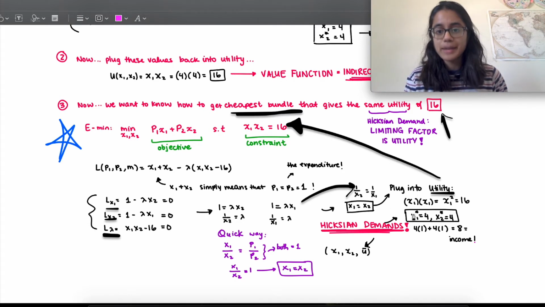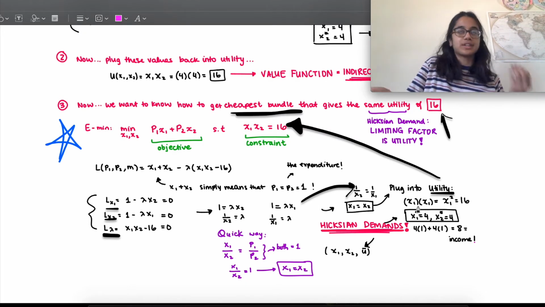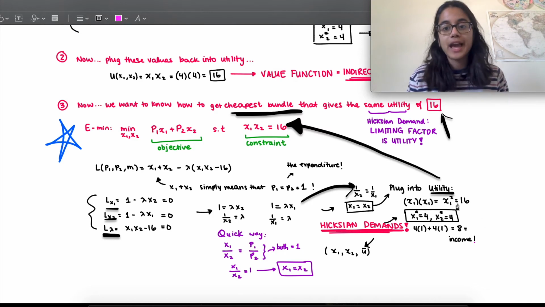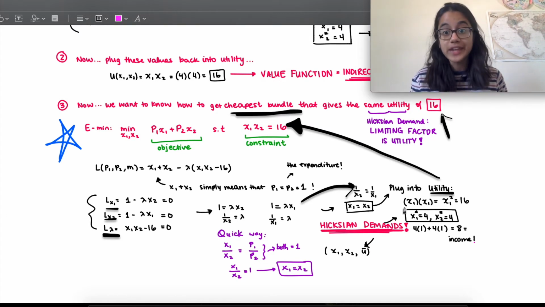So you plug this back in, right? So it's going to be x1 multiplied by x1, because again, x1 is equal to x2. So you can just do that, and you get x1 squared is equal to 16, and you end up getting the square root of 16, which is 4 and 4. And you get our Hicksian demand. So this is our Hicksian demand. Okay? This is our Hicksian demand.